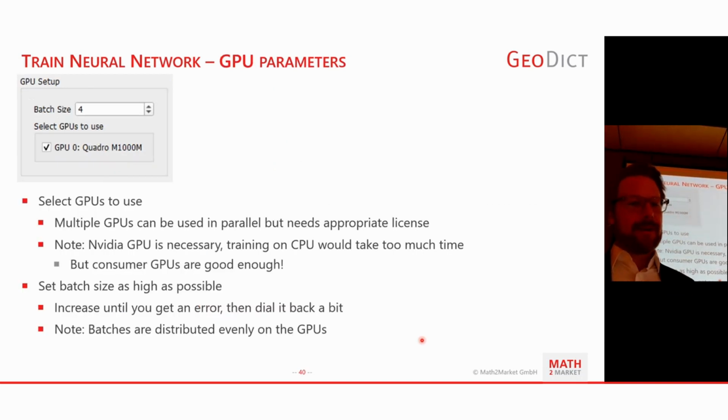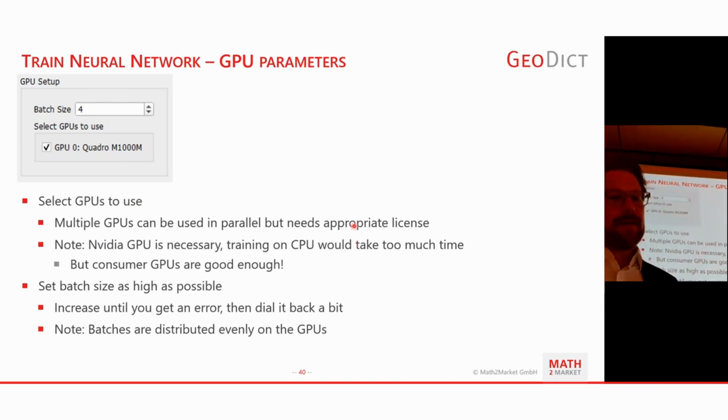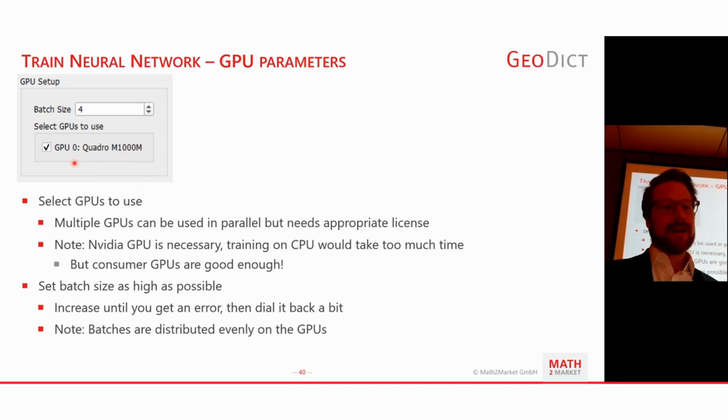Next, there's the GPU parameters. So here, as I said in my other talk yesterday, we now support multi-GPU training and inference. And if you have multiple GPUs, so this was recorded on my laptop with a mobile GPU here. If you have multiple GPUs, you will actually see a list here with checkboxes where you can select the subset of GPUs to use. Say if you have 4 identical GPUs, you can select them all and it will run in parallel on all of these GPUs.